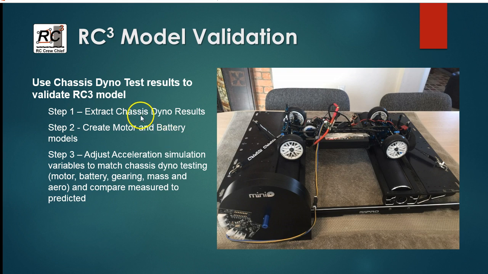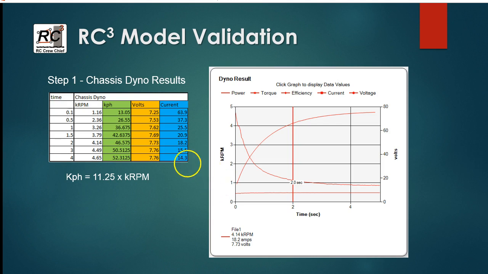So the first thing is we've got to extract some chassis dyno results. Then we're going to create a motor and battery model from the motor dyno testing we did at the same time. And then we're going to run the acceleration simulation, and we'll adjust the variables to match the chassis dyno testing. So the first step is to extract some chassis dyno results.